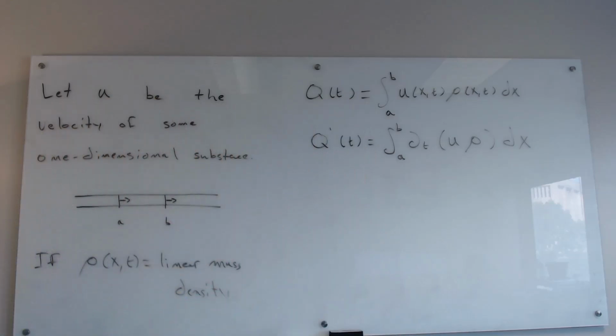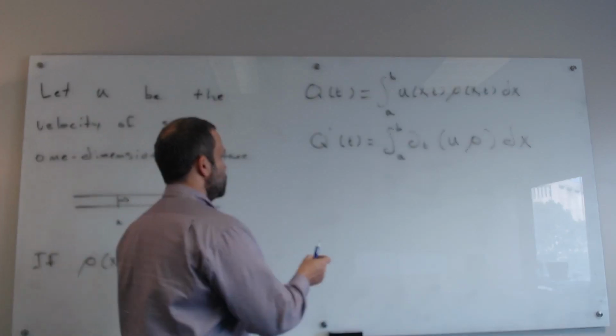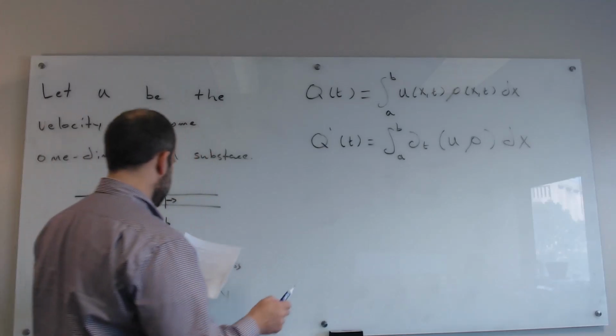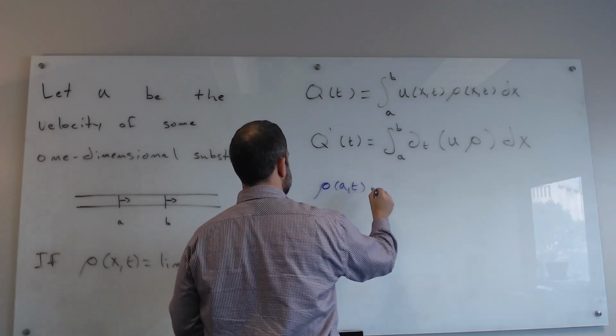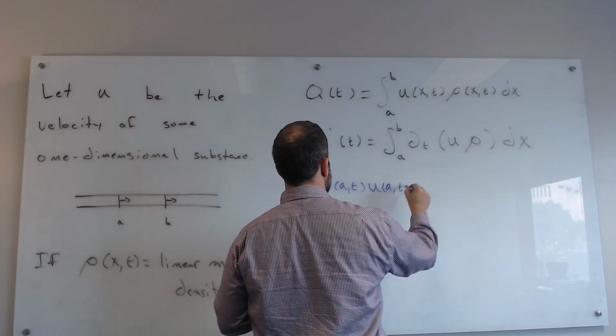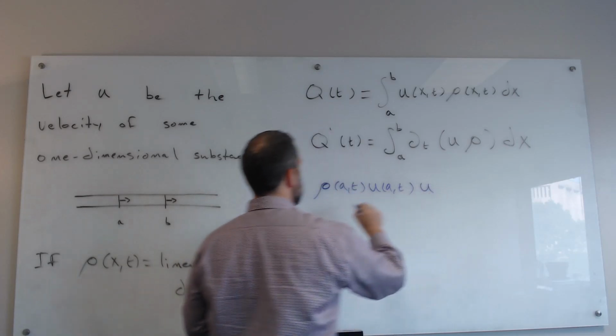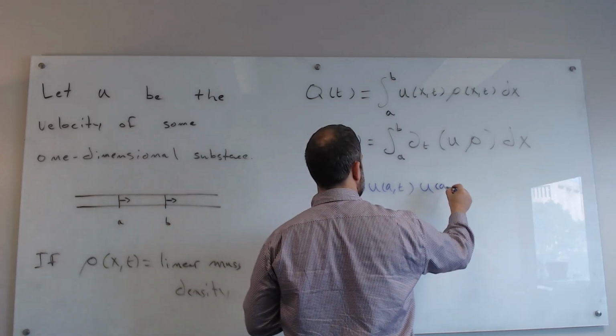Now, what are the only two ways where momentum can enter? Well, it's going to be through A and B. Now, the amount of momentum entering is going to be equal to the velocity times the flux. So the amount of momentum entering at point A is going to be equal to rho of A,t times u of A,t. This is like the momentum density times u of A,t.